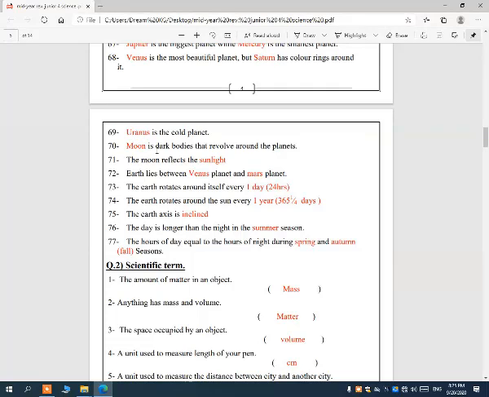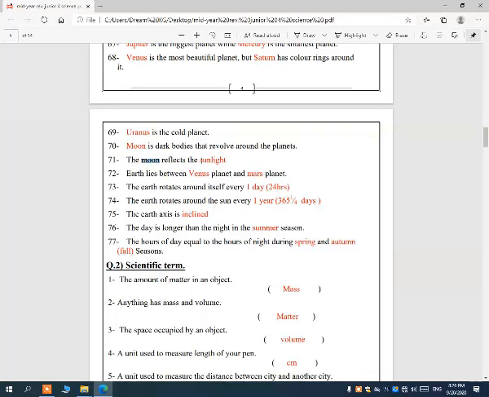70. A dark body that revolves around the planets. Who is moving around the planets? Moon. Moon is a dark body that rotates around the planets, as Earth.